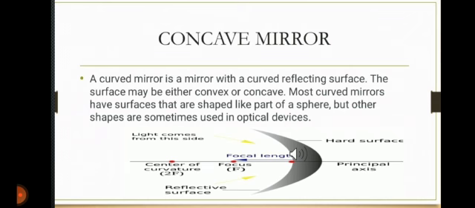Now, what is a concave mirror? A curved mirror is a mirror with a curved reflecting surface. The surface may be either convex or concave. Most curved mirrors have surfaces that are shaped like part of a sphere, but other shapes are sometimes used in optical devices.